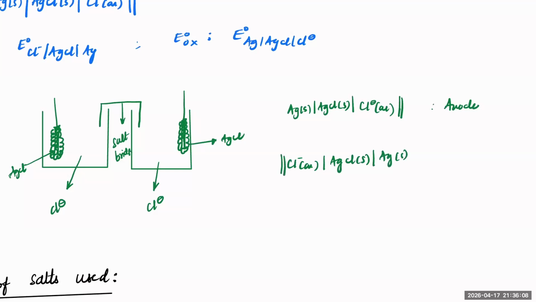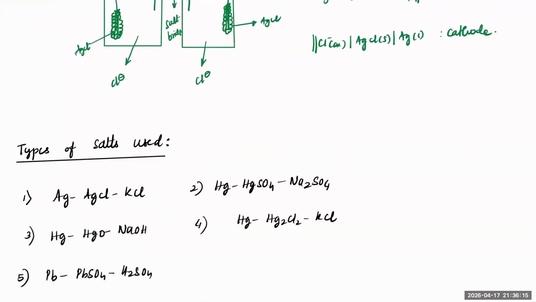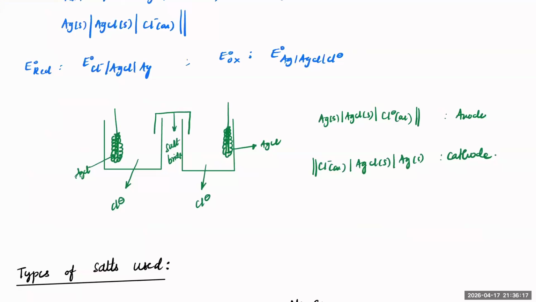Okay, so here is the salt bridge. So this will become the cathode part of it. Got it? So this is how you will write down the half cells. Okay, left side and right side half cells for sparingly soluble salts.